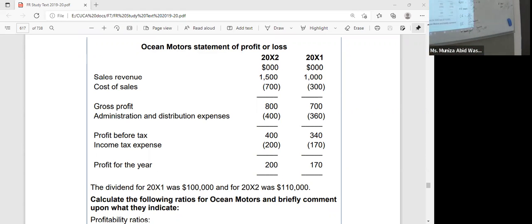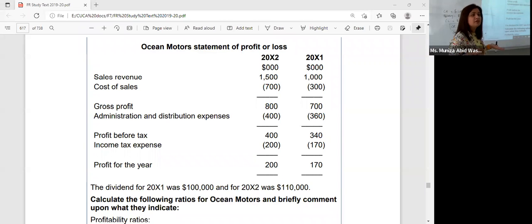It means that the company was efficient to make the sales revenue, but the company was not efficient to convert its sales revenue to gross profit. Why? Because the cost of sales is increasing at a very rapid pace. More than 100% increase in the cost of sales is there. So the company's control over the direct cost is lesser. That is why gross profit margin is deteriorating. It is just 53.3% with a decrease of around 20% in the gross profit margin. So this is how you are going to go.